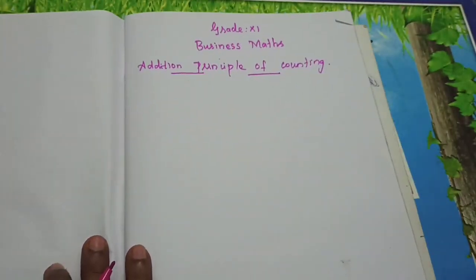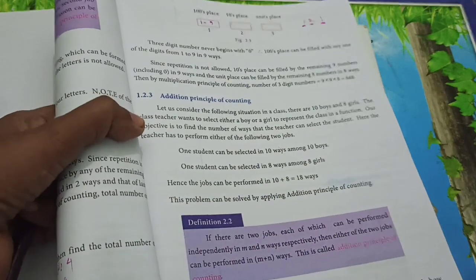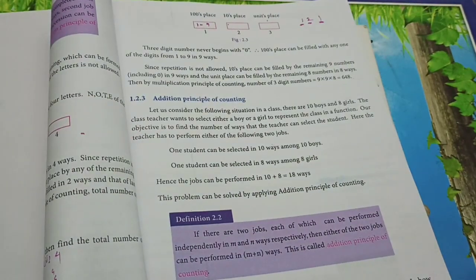First we are going to learn what we mean by the addition principle of counting. Take your books, we can refer to them. Here one example is given. Let us consider the following situation in a class. How many girls and how many boys are there? 10 boys and 8 girls. The class teacher wants to select either a boy or a girl to represent the class in a function.